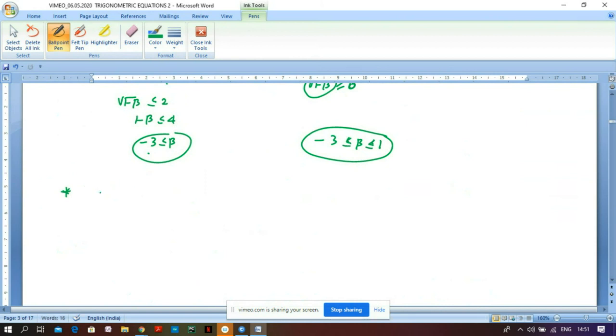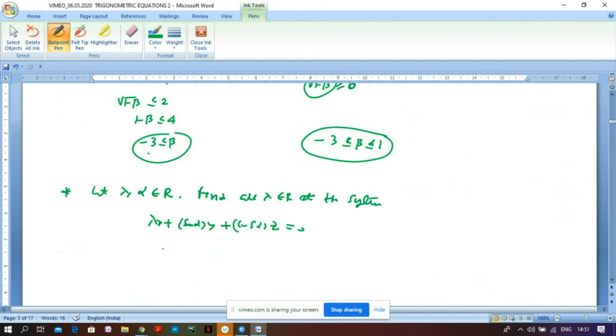Already we have done determinants and other things, so it makes sense now to do some questions in this language. So one question is this: let lambda, alpha belong to R. You want to find all lambda belonging to R such that the system lambda x plus sine alpha times y plus cos alpha times z equal to 0, x plus cos alpha times y plus sine alpha times z equal to 0.